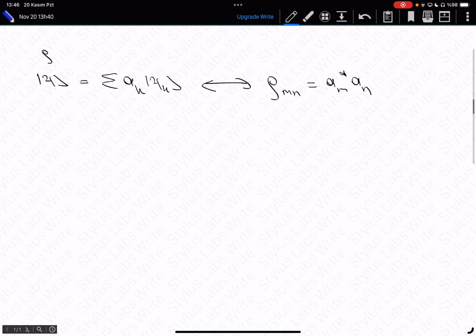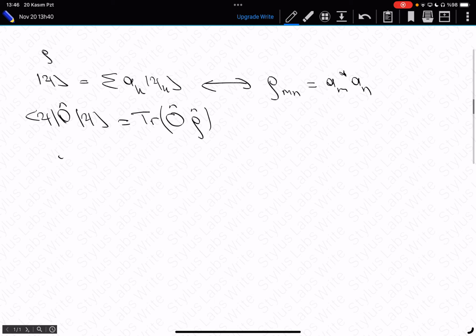For example, if you have any operator and you want to calculate its expectation value, this is the same thing as taking the trace of the matrix representation of this operator O multiplied with the matrix representation of the density matrix rho.